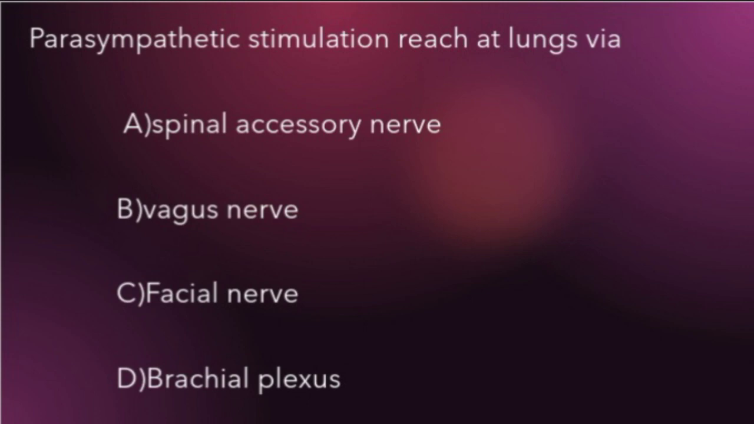Parasympathetic stimulation reaches the lungs via: A. Spinal accessory nerve, B. Vagus nerve, C. Facial nerve, D. Brachial plexus. Correct answer is option B. Vagus nerve.